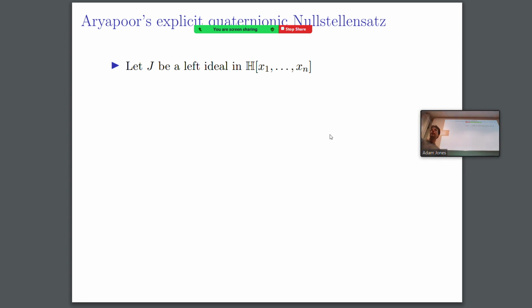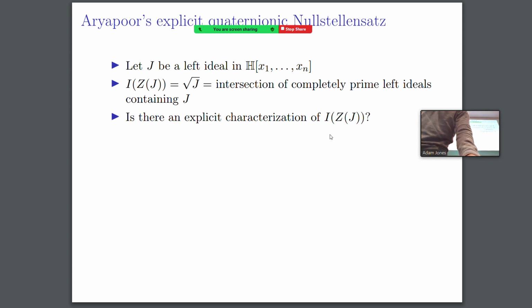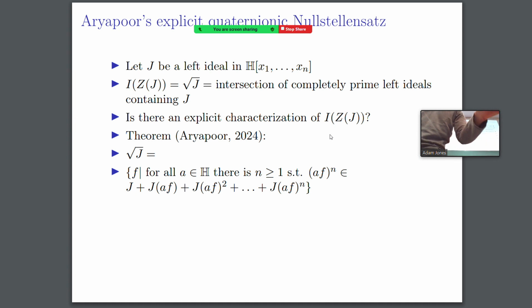So take a left ideal J in this ring, then I of Z of J is the following. It is all polynomials F such that, okay, it's going to be a bit complicated, for all quaternions A, there is a sufficiently high power M such that AF to the M belongs to this left ideal, J plus J times AF, J times (AF) squared, and so on up until then. That's a characterization. It's not as nice as you would like, but this is simply the reality. It's more complicated, and this is what you get.